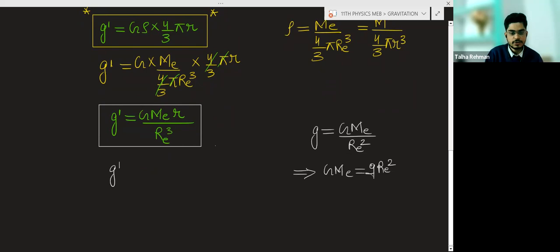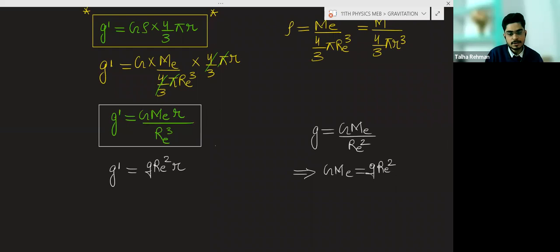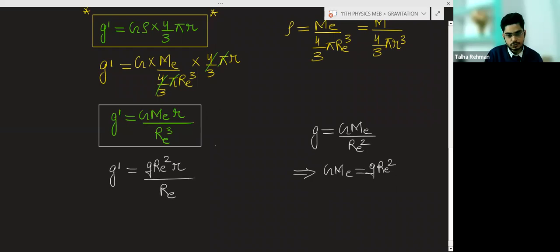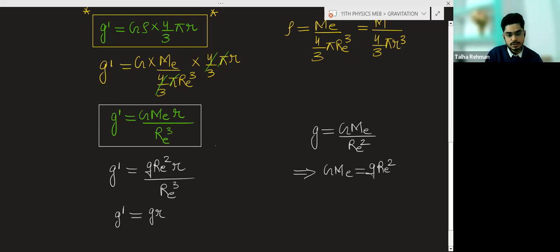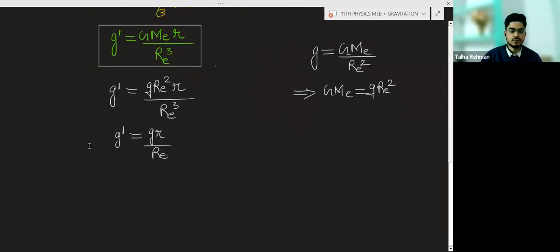So the g dash value will be g into Re square multiplied by r divided by Re cube. So this Re square is cancelled out with Re cube. So what the value of g dash you will get? g dash you will get g into small r divided by Re. Very good. So we will have again new formula, that is g divided by Re into r. Very simple.